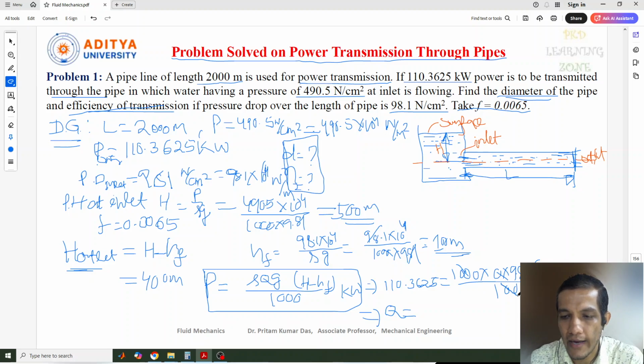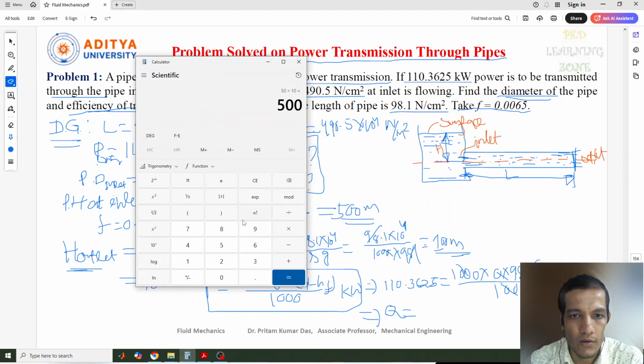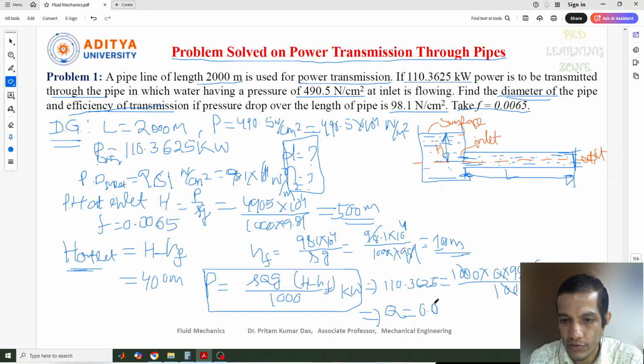So here 1000 cancels, and 9.81 and 400, that means 110.3625 divided by 9.81, divided by 400, we get 0.0281. This much meter cube per second. This is the discharge value Q.